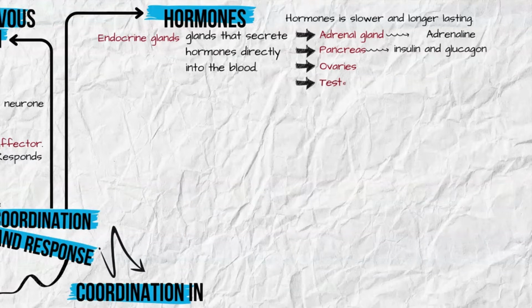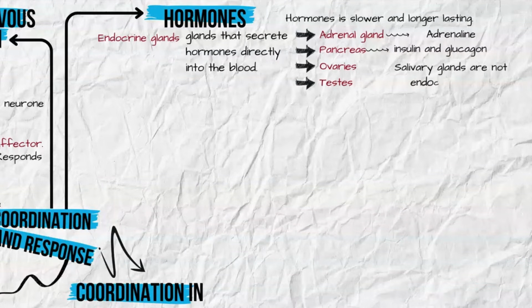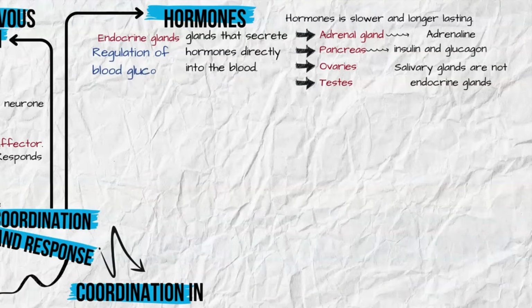Testes produce testosterone. Now don't get confused. Salivary glands are not endocrine glands. Pancreas, adrenal gland, ovaries, testes, all endocrine. Third, regulation of blood glucose. This is critical and comes often in paper 2.